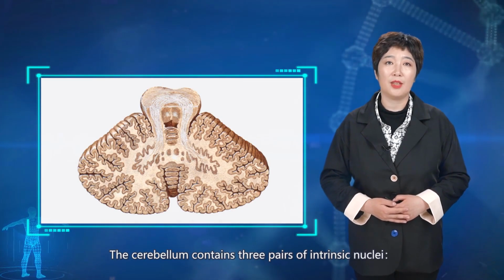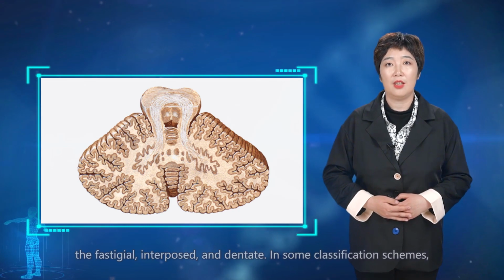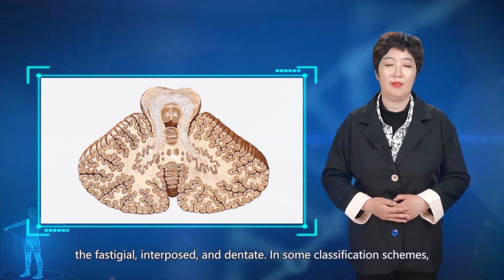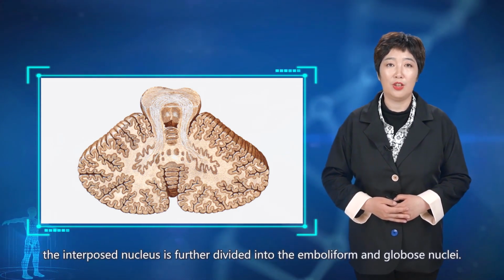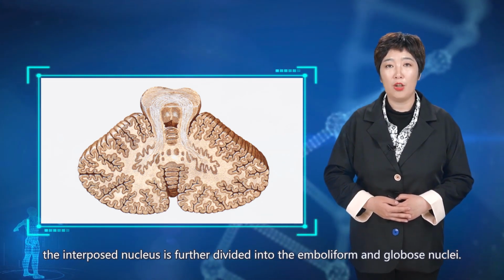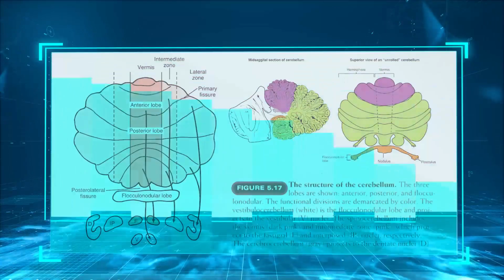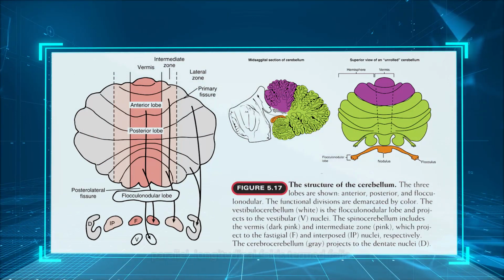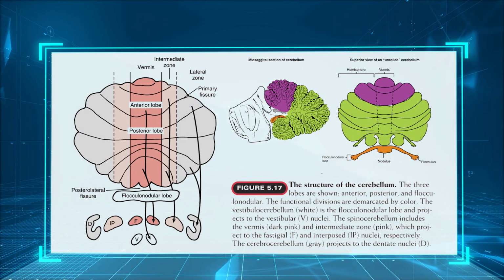The cerebellum contains three pairs of intrinsic nuclei: the fastigial, interposed, and dentate. In some classification schemes, the interposed nucleus is further divided into emboliform and globose nuclei. The cerebellar surface is arranged in multiple parallel longitudinal folds termed folia.